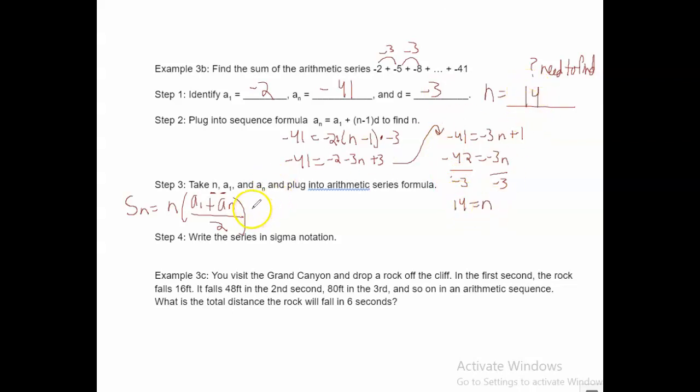So now I have all the information to sum the first 14. So my sum of 14, the first 14 terms, that gets me -301.